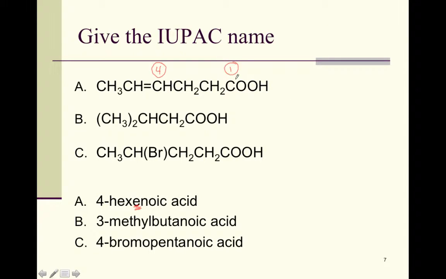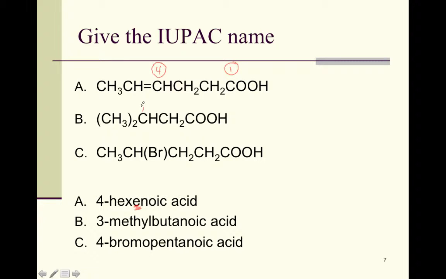Remember, carboxylic acid is understood to be carbon number 1 when it's on a straight chain like this. We don't indicate a numbering system because it's understood it's number 1. And carboxylic acids are at the top of the food chain in order of priority for nomenclature.